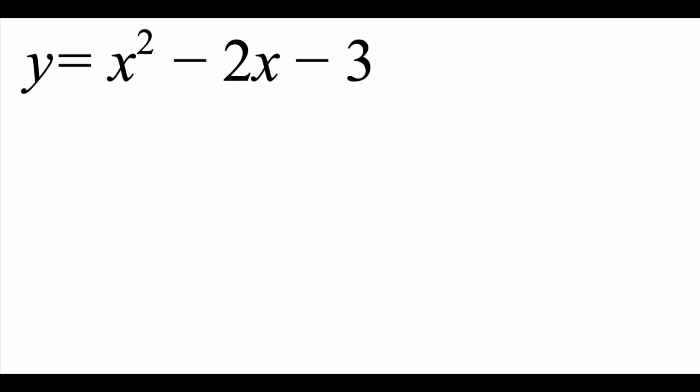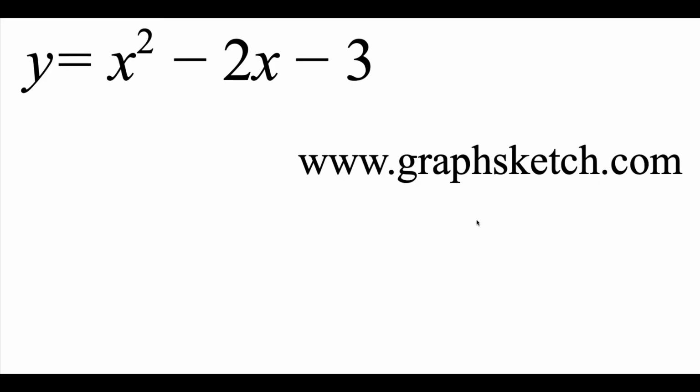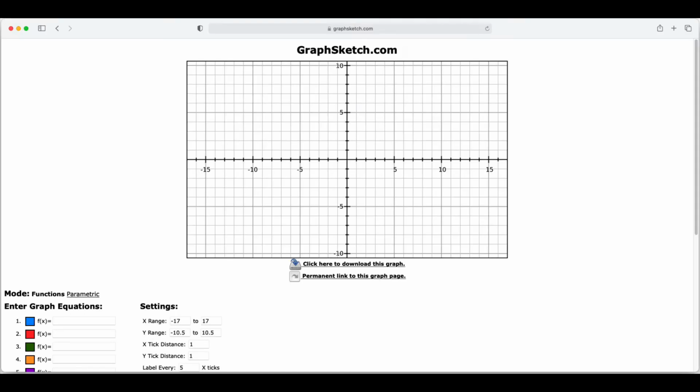So in this first example, we've got the equation y equals x squared minus 2x minus 3. And what we want to do is graph this out to look at the picture so that we can find the x-intercepts. Now I'm actually going to use a website to help me graph this out to get a picture of what this parabola would look like. And I'm going to use the website www.graphsketch.com.